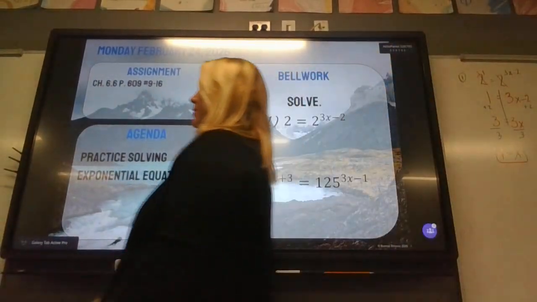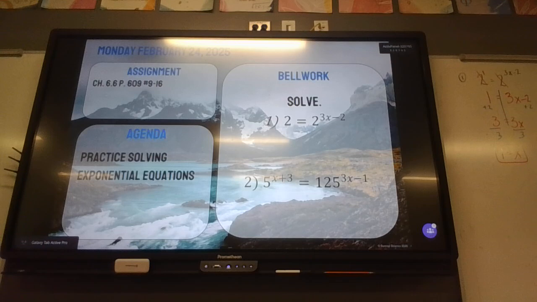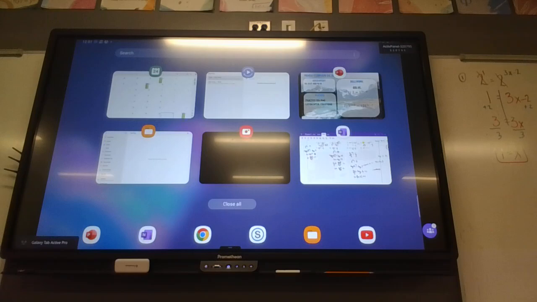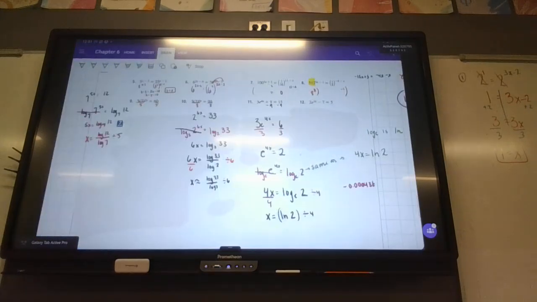There's actually another topic we talked about Friday called the change of base formula. This is the last call if you want to turn it in on paper. All right, the change of base formula was on page 598. So if you want to open your books to 598.